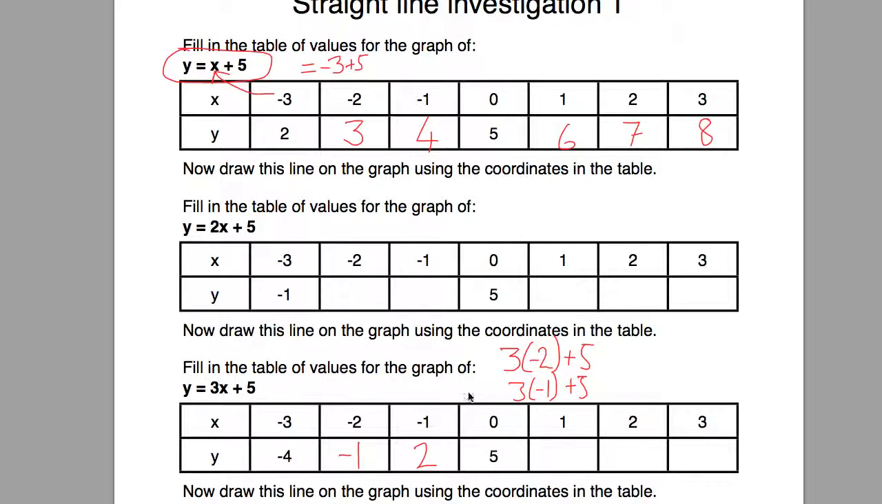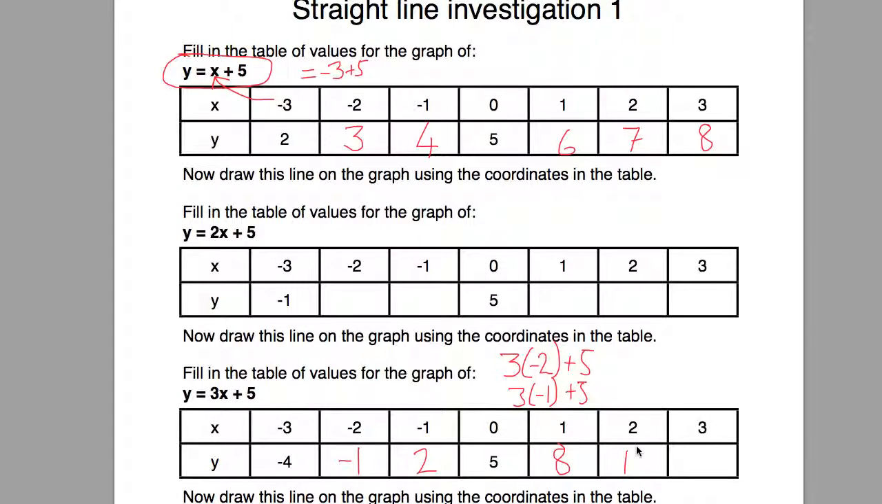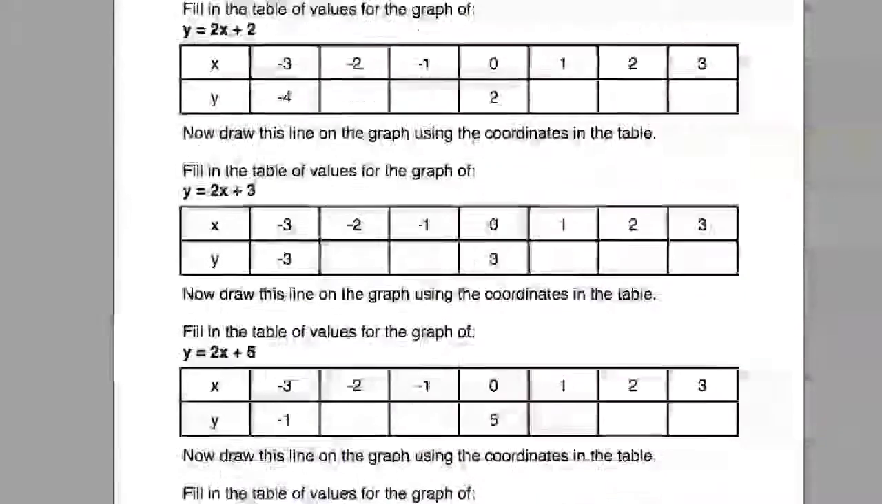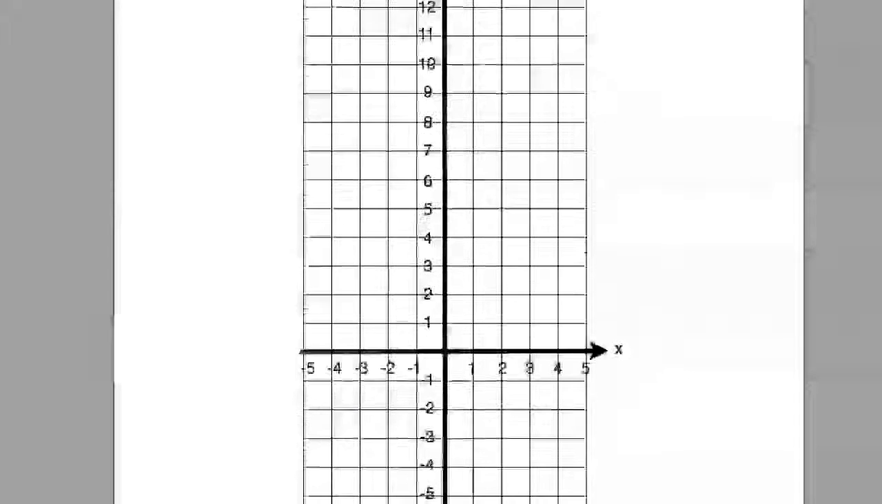And then the rest of it should be fairly easy. 3 times 1, that's 3 plus 5, that's 8. 3 times 2 is 6 plus 5, that's 11. And 3 times 3 is 9 plus 5 is 14. And what you should find here is that any of these coordinates that you've got should be making straight lines. So when you put these coordinates down, they should be making straight lines.